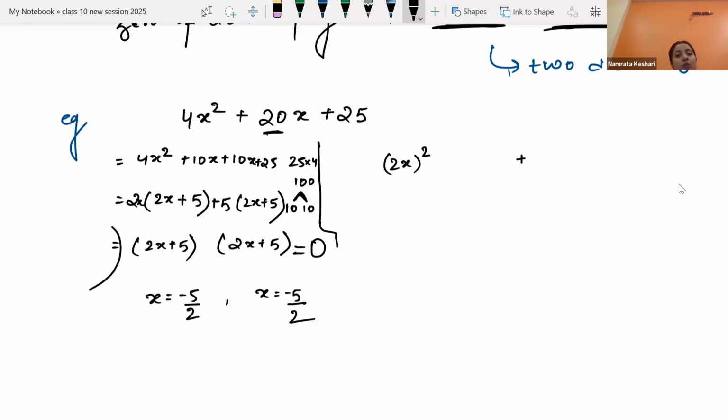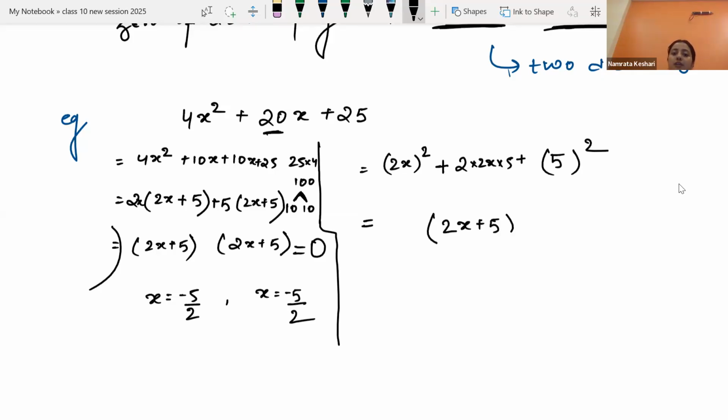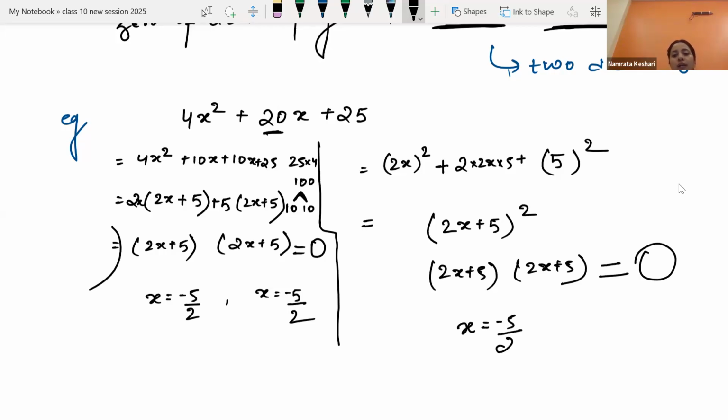We can do it the other way as well. 4x square can be written as 2x complete square. 25 can be written as 5 square. And 2ab, 2 into first term into next term, we are getting 20. By using the identity, it is 2x plus 5 whole square, that means 2x plus 5 multiplied with 2x plus 5. This is the quadratic polynomial. We are finding the zero, so we take it equal to 0, and we will get the same x value. So far, any confusion?